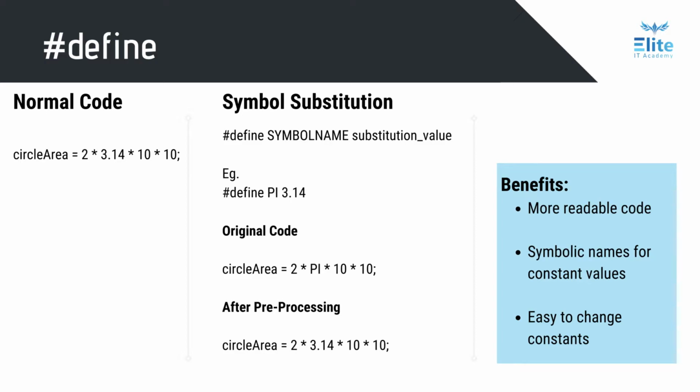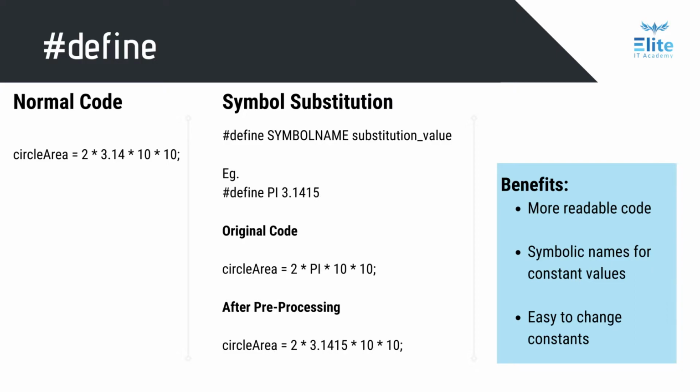Now what the preprocessor does over here is replace the label PI with the value 3.14. Note that this is done during the preprocessor stage before compilation. So it is changed to circle area is equal to 2 * 3.14 * radius * radius, which is what we want. After the substitution, the output of the preprocessor ensures that the compiler will have the actual statement that needs to be performed.